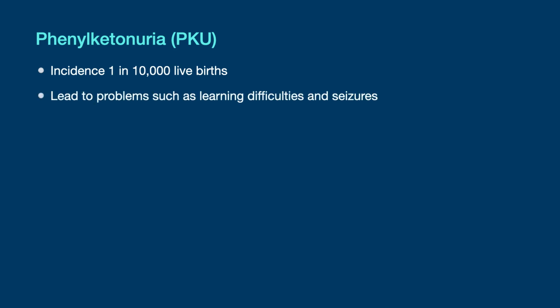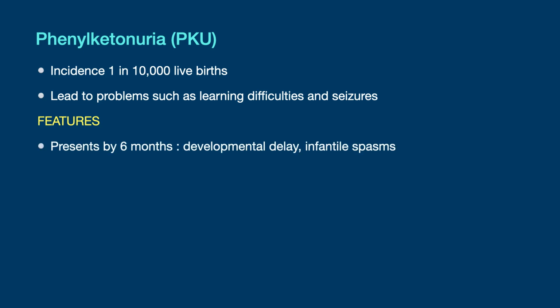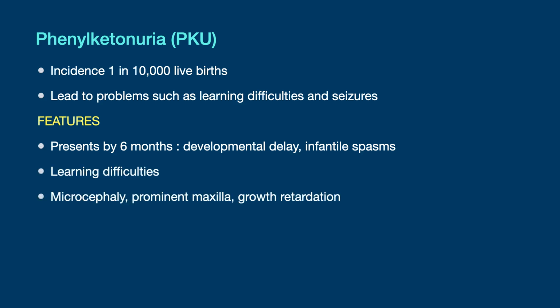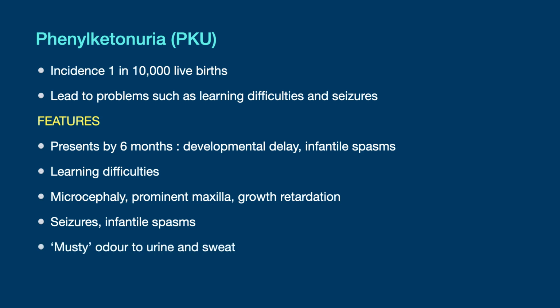The incidence of phenylketonuria is around 1 in 10,000 live births. High levels of phenylalanine lead to problems such as learning difficulties and seizures. They usually present by 6 months with developmental delay and infantile spasms. Child classically has fair hair and blue eyes and learning difficulties with microcephaly, prominent maxilla, growth retardation, and widely spaced teeth are found in untreated children. Seizures typically involve infantile spasms, and there would be musty odor of urine and sweat, secondary to phenylacetate, a phenylketone.